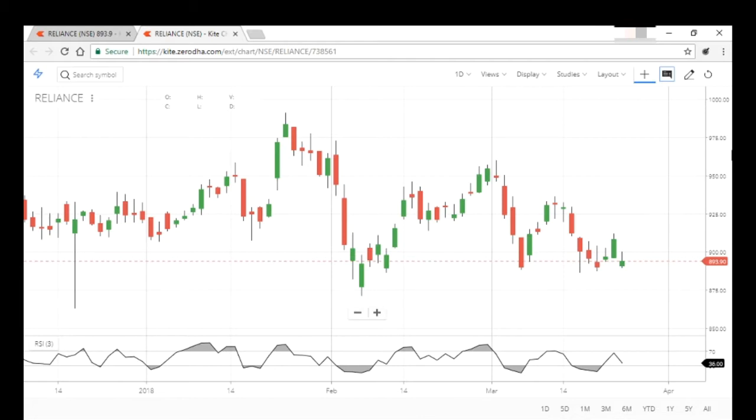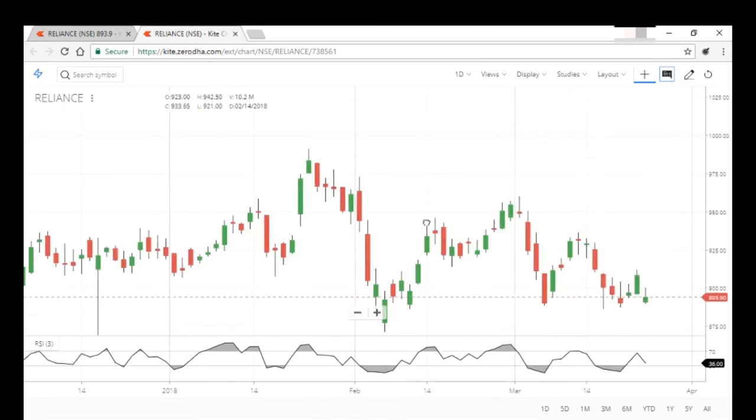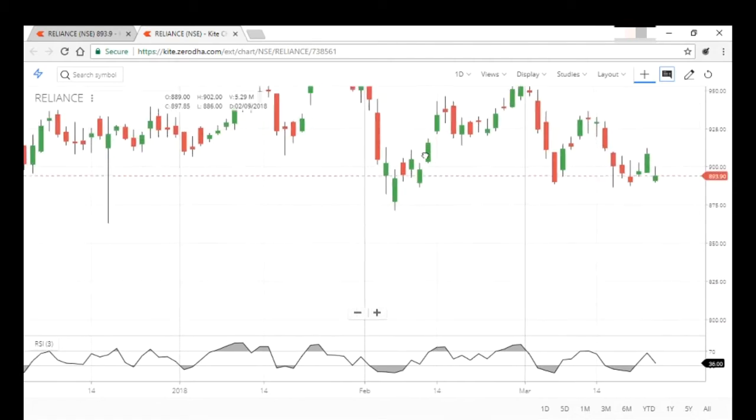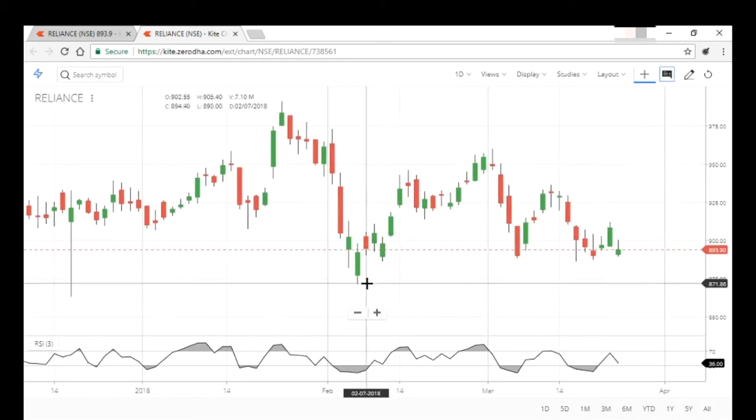So let's get back to my main point. This is Reliance on my screen. What I want to teach you guys is how to use these gap ups or gap downs as a guide for trading. This strategy can be used for BTST, positional and intraday. So listen to me carefully.